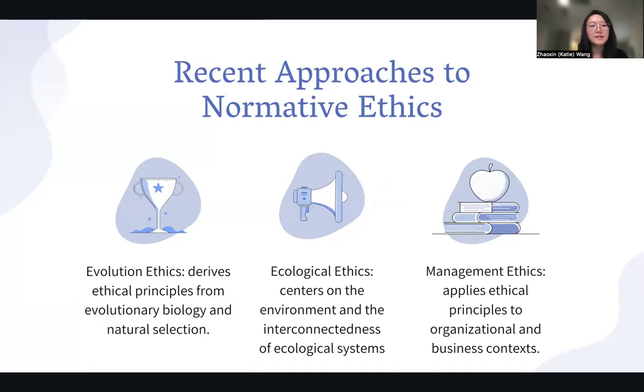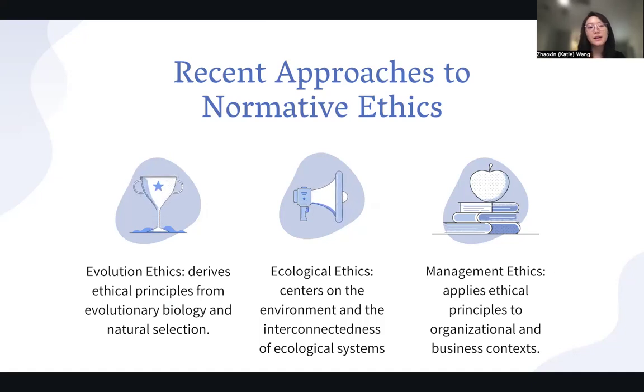And then let's talk about the recent approaches to normative ethics. Now let's look at some more recent approaches. The first one is evolution ethics. It derives ethical principles from evolutionary biology and natural selection. It emphasizes behaviors and traits that enhance the survival and flourishing of species. This approach considers ethical behavior as an adaptation that contributes to the well-being of the community.